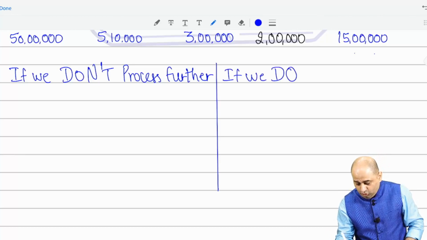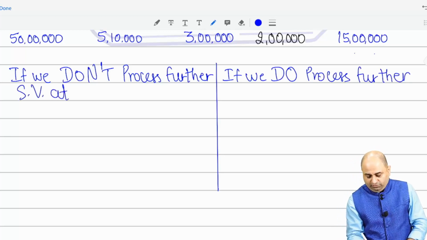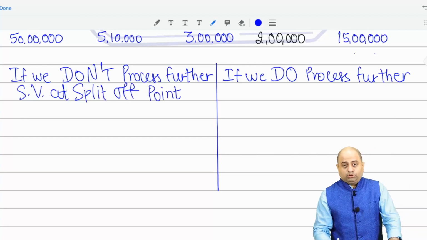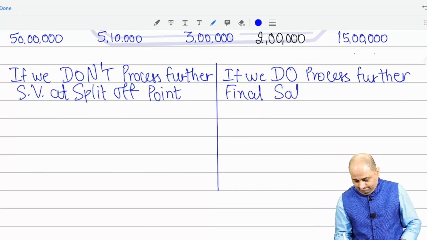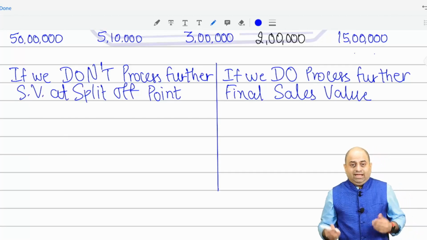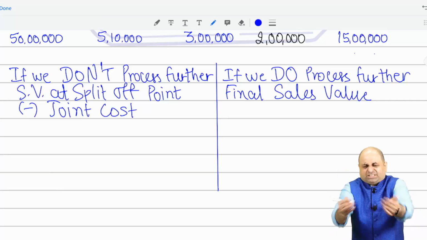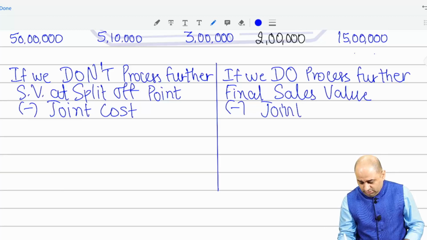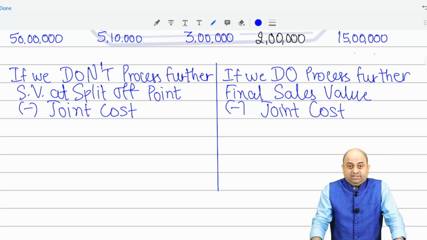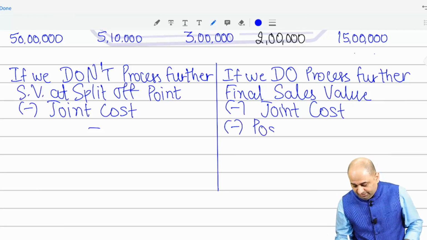And if we do process further, see, if we don't process further, we get sales value at split off point. And if we do process further, we get final sales value. Now, naturally, if we don't process further, we will incur joint cost. Even if we do process further, we still incur joint cost. But then, if we don't process further, we don't incur any other cost. If we do process further, we are bound to incur post separation cost.